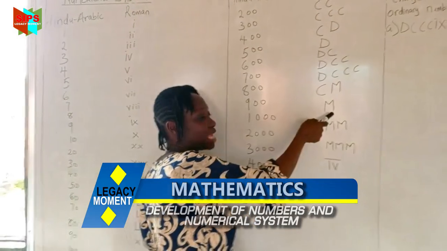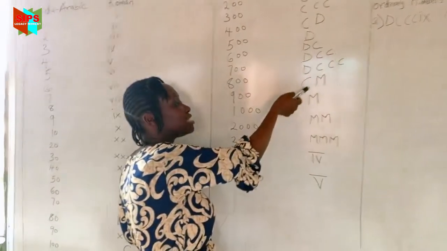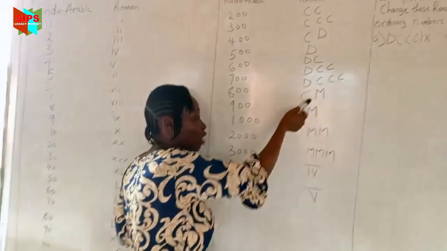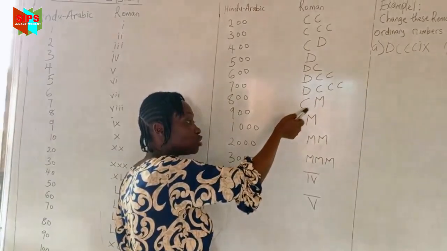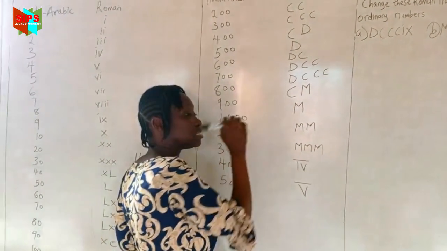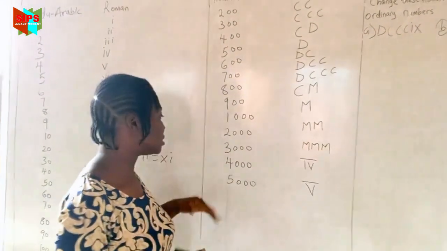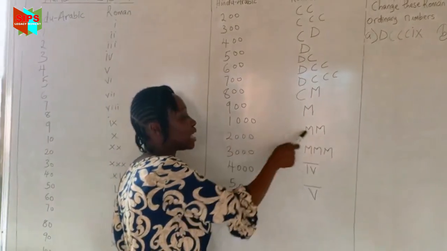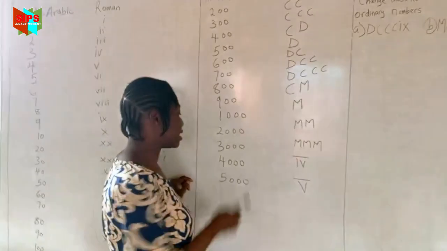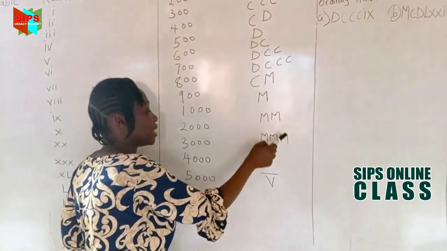So our 1000 is M, and you observe that here we have CM, meaning C coming before M. You are subtracting 100 from 1000 to give you 900, and now the 1000 is M. So in that order, it continues on and on like that. Our 2000 will be MM, 3000, MMM.